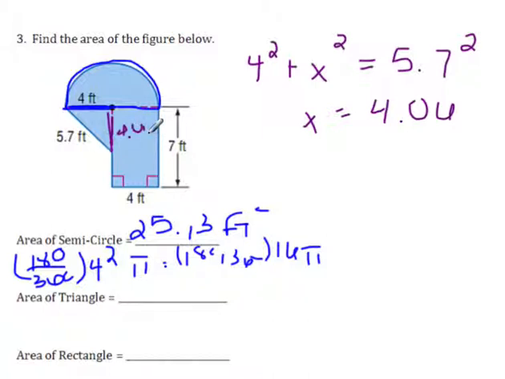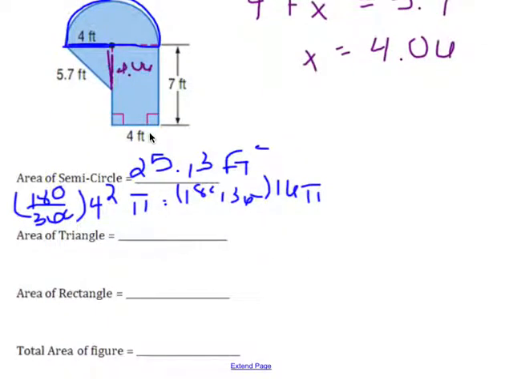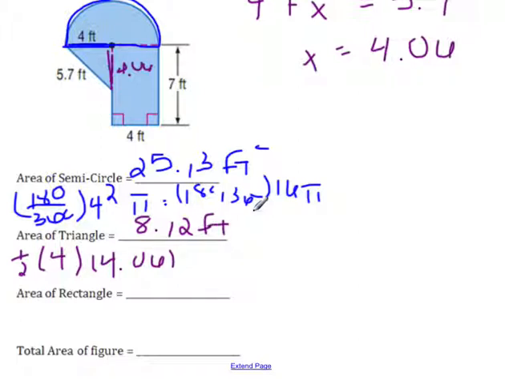So then we get that my height is 4.06. So I'm going to do 1/2 times my base of 4 times my height of 4.06. Multiply all of that out and you get 8.12, and that's going to be feet squared. So that's for the area of the triangle.